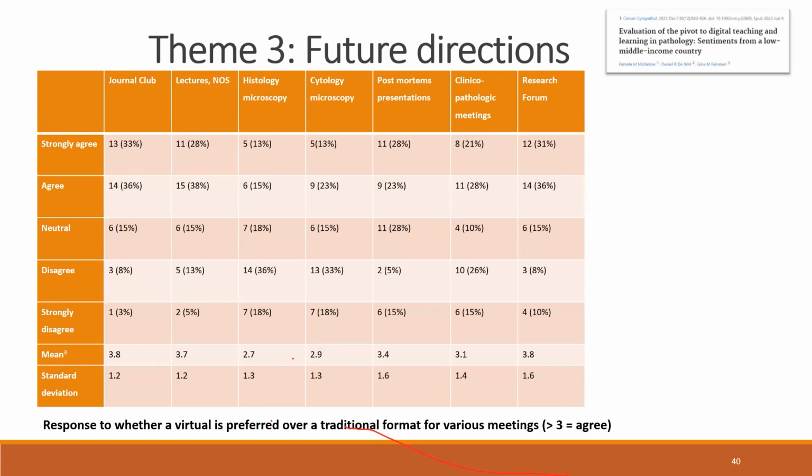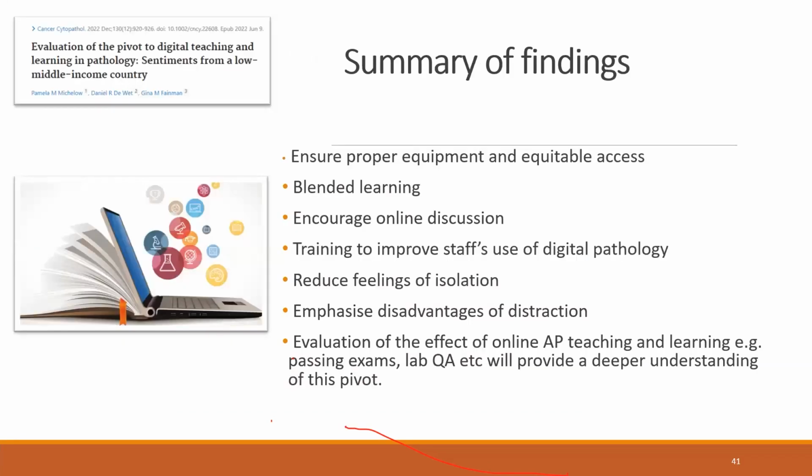And then the third theme was future directions. This was mainly quantitative, and people said that things like journal clubs, clinico-pathologic meetings and research meetings should continue online, whereas histology and cytology microscopy was better done in person. And in fact, that's what we've done in our academic program. We now have things like journal club online, but we have microscopy sessions at the actual microscope. Okay, so this was a summary of the findings.